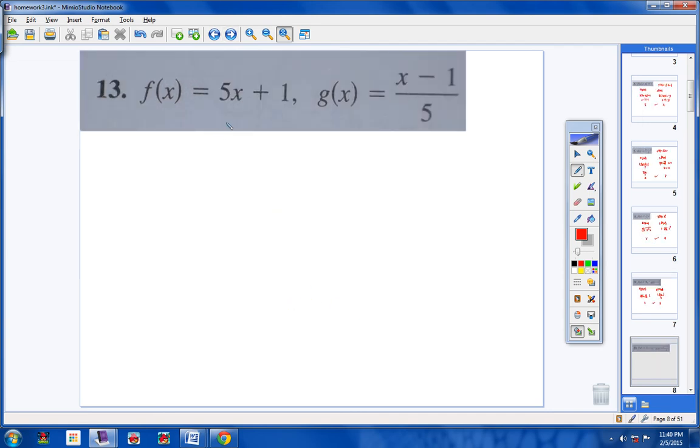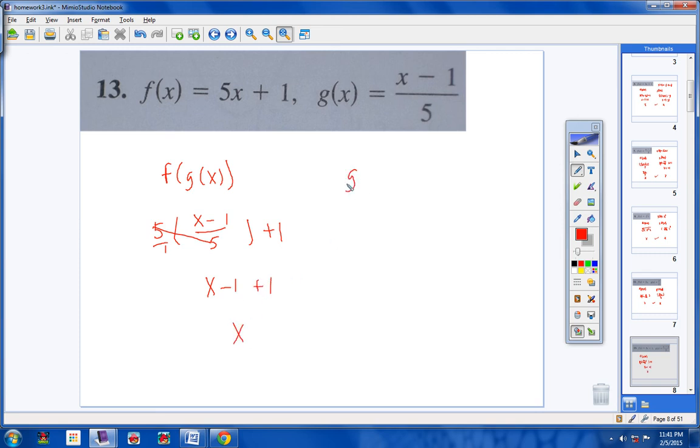Alright, number 13. Let's start with f of g of x. So take your f function, and where the x is, we're going to put a parentheses. Then bring your g function over and put it here in the parentheses. Alright, remember your 5 is over 1. 5 over 1 times x minus 1 over 5. These would cancel right here. And you're left with x minus 1 plus 1, which is x.